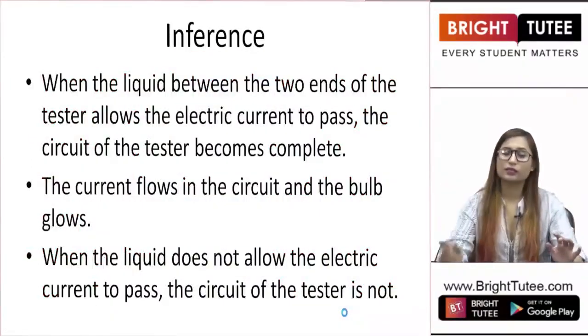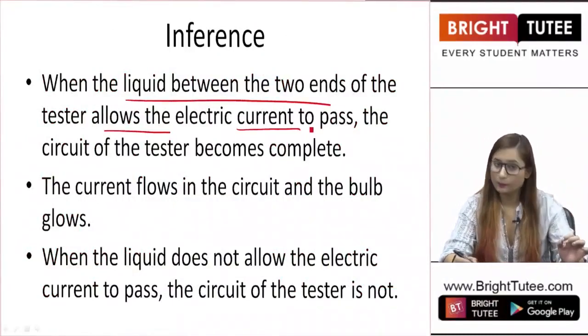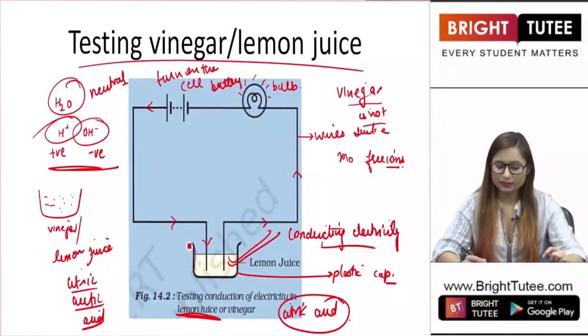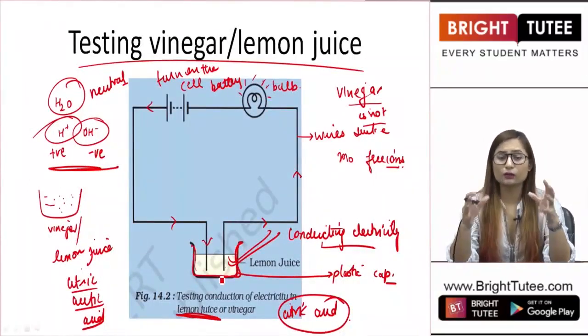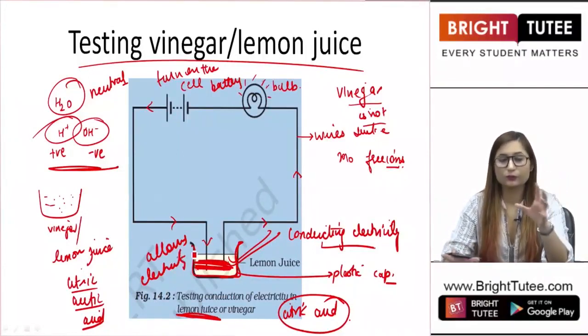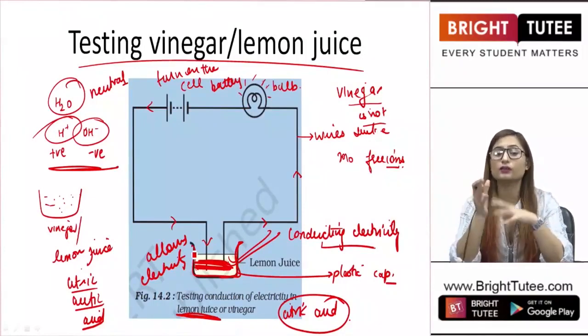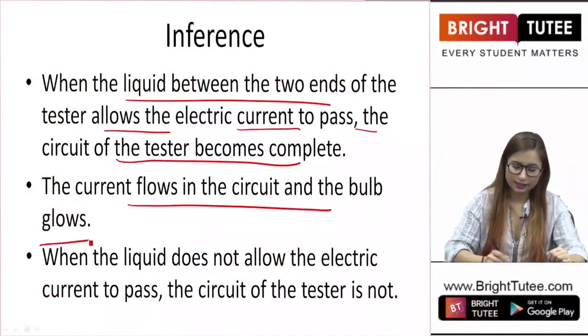So students, what is the inference? When the liquid between the two ends of the tester allows the electric current to pass, the circuit of the tester becomes complete. What did we see in this diagram? The circuit was complete when there was this liquid inside the circuit. The bulb only glows when this liquid allows electricity to pass through it, right? The bulb only glows when the circuit is complete, and the circuit gets completed when the liquid allows electricity to pass through it, right students? The current flows in the circuit and the bulb glows, right?